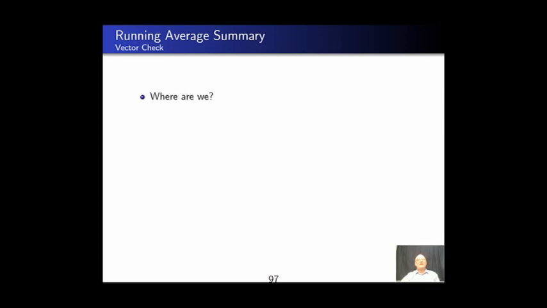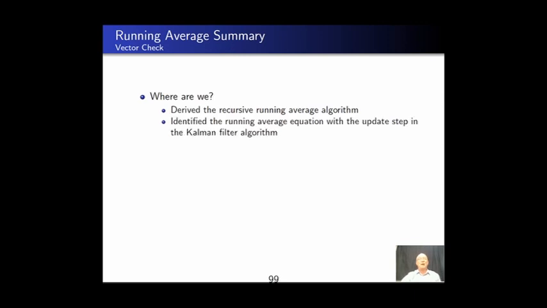And that does it for today. So where are we? We derived the recursive running average algorithm. We've identified the running average equation with the update step in the Kalman filter algorithm.